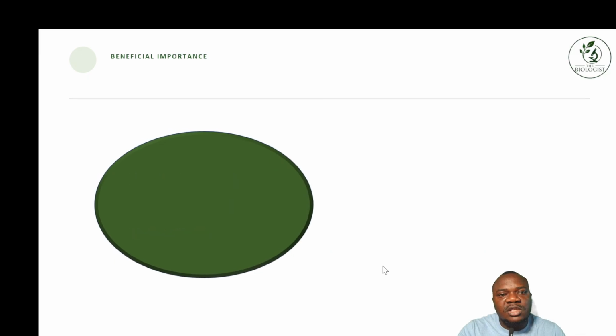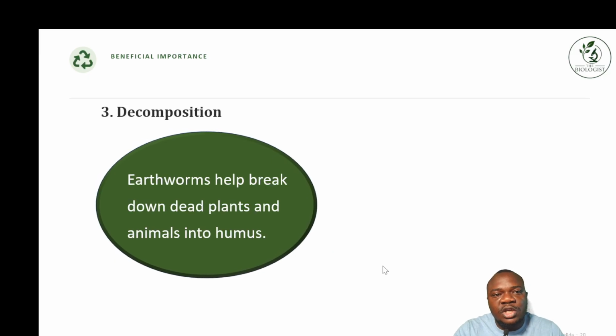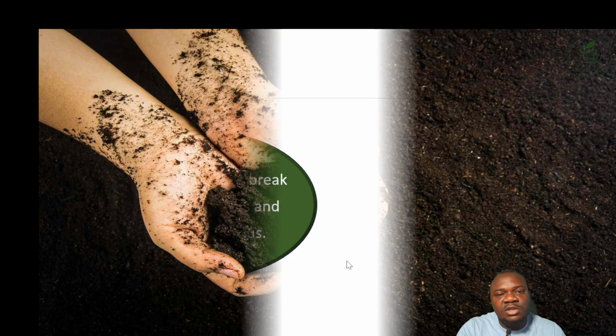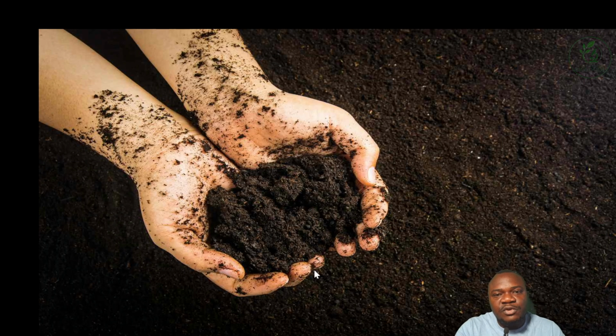Okay. So the next thing they do is help with decomposition, which helps to break down dead plants and dead animals to form what they call humus. And humus is well decomposed organic matter. This is a very good example of humus. This is how humus looks. You can see that all the matter has decomposed completely and makes the soil very fertile.